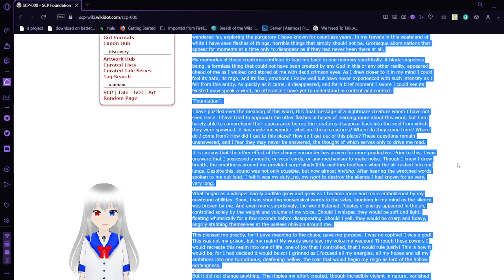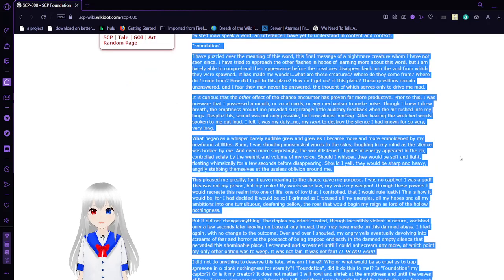As I drew close to it, in my mind, I could feel its hate, its rage, and its fear. Emotions I know well, but I have never experienced with such intensity as I felt from this entity. As quickly as it came, it disappeared. For a brief moment, I swore I could see its twisted maw speak a word, an utterance I have yet to understand in content and context. Foundation.